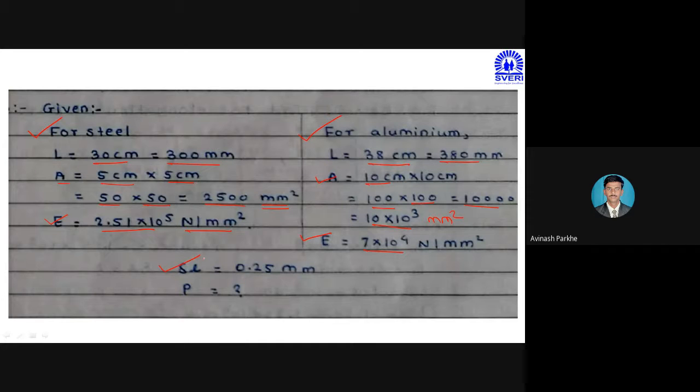So here, this delta L 0.25 mm is not a deformation of steel, or of aluminum. This 0.25 mm represents the total deformation of the bar. That means deformation of steel as well as deformation of aluminum. And if this much deformation of the bar or member is taking place, then how much load is applied on that particular member or bar, that we have to calculate. Okay, so these are the given parameters in front of you: length, cross-sectional area, their Young's modulus. Similarly, for the other material, length, cross-sectional area, Young's modulus, and the total deformation of the bar is also given.